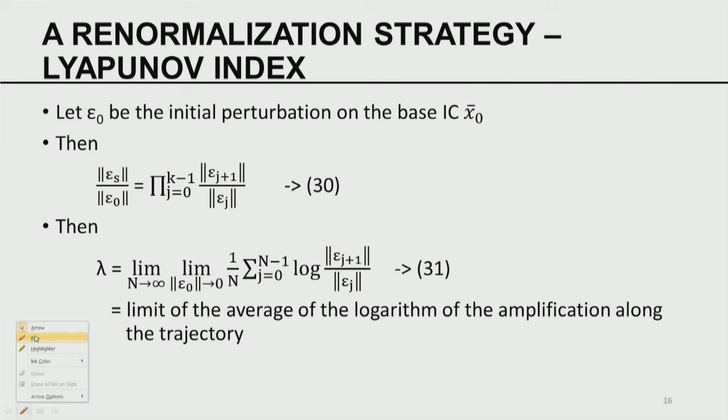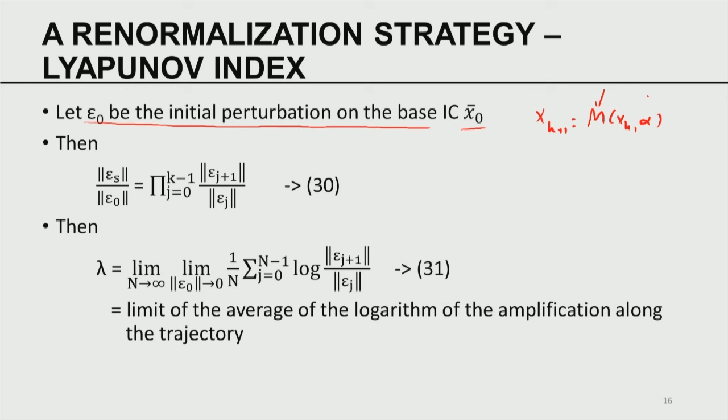Let epsilon naught be the initial value of a perturbation based on the initial condition x naught bar. So initial condition is fixed, given model is fixed, alpha is fixed. So please understand, my model is x k plus 1 is equal to M of x k, alpha. So M is fixed, alpha is fixed, I have initial condition that is also fixed. So if I am interested in the ratio epsilon s to epsilon naught, I can essentially express this as a product like this.